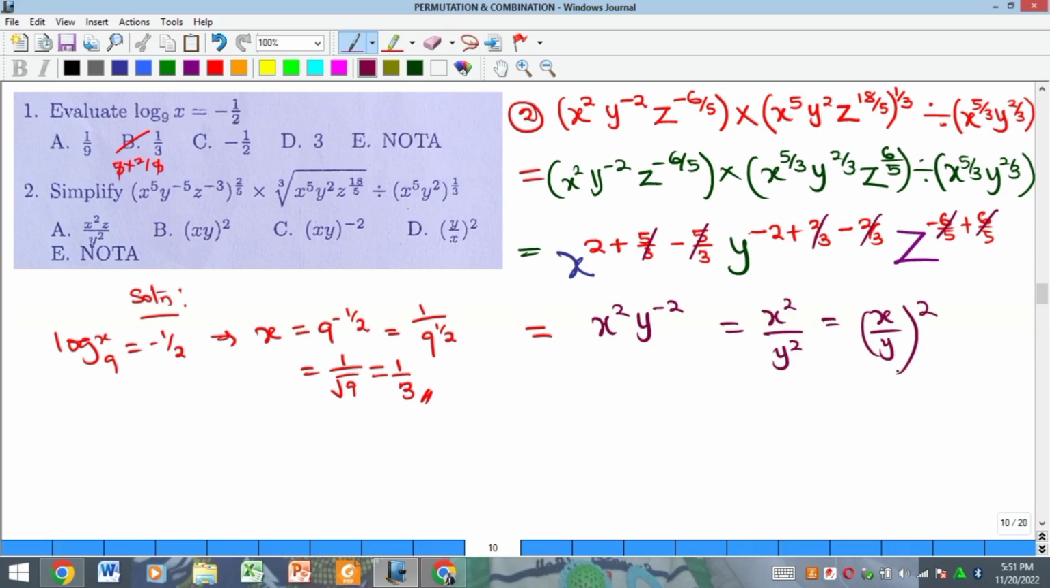And of course, if you check in the options, there is no option there. This is what it wanted to look like. But please note, it is wrong to choose NOTA. NOTA means it's wrong to choose a solution that is close to what you are supposed to have. So when it is not in the options, please always take your E, which is NOTA, that is none of the above. Okay, so we go to the next one.